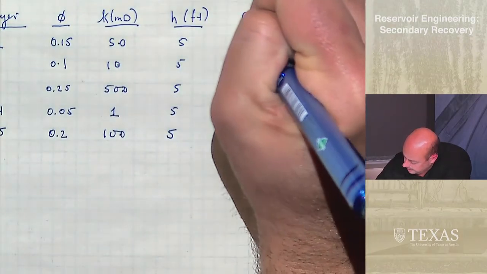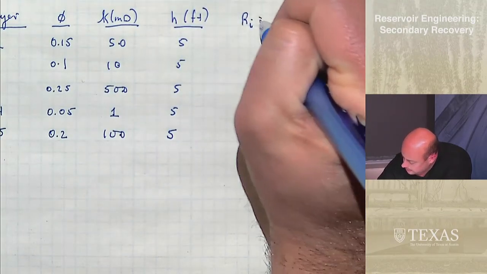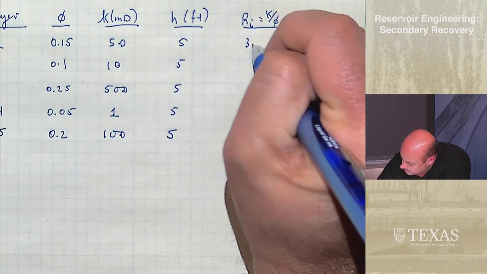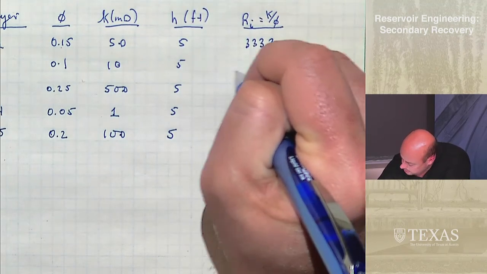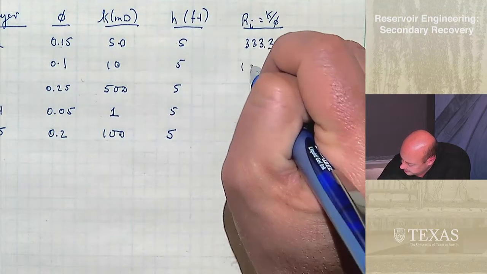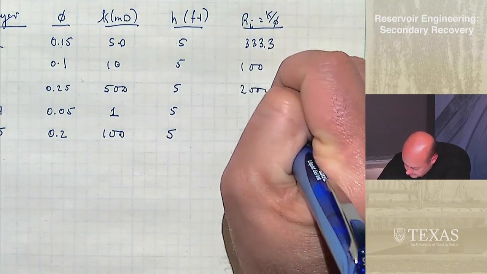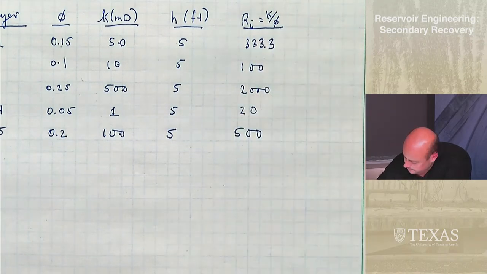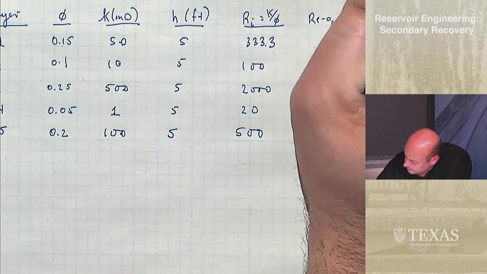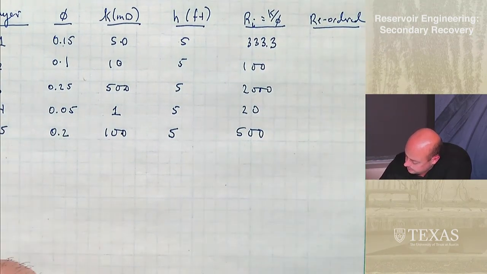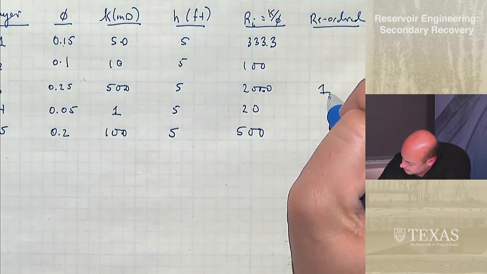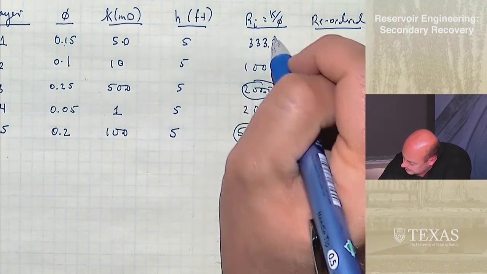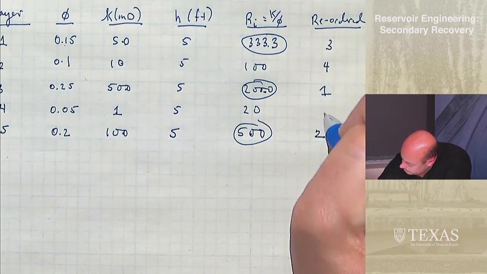We're going to define this velocity R_i as being k over the porosity. So it's going to be 5 divided by 0.15, and that's 333.3. 10 divided by 0.1 is 100. 2,000. 20. 500. And then if I do the reordered index, this is the highest, the third one, so that's number 1, right? 2,000. Next highest is 500, so that's 2. Next highest is this one. This is 3, 4, and 5.